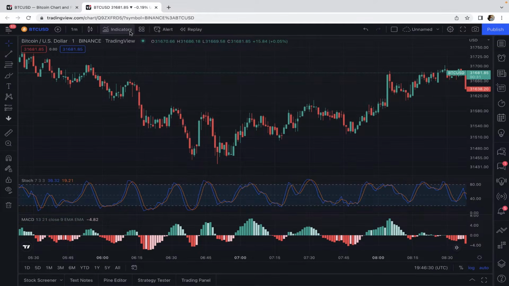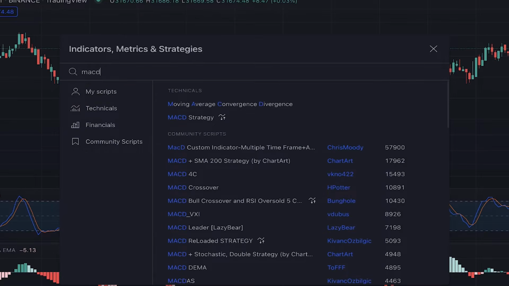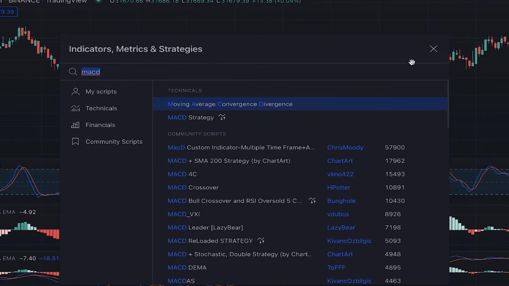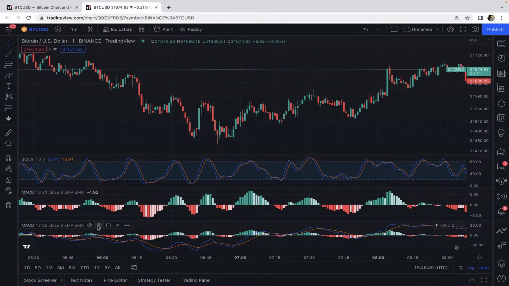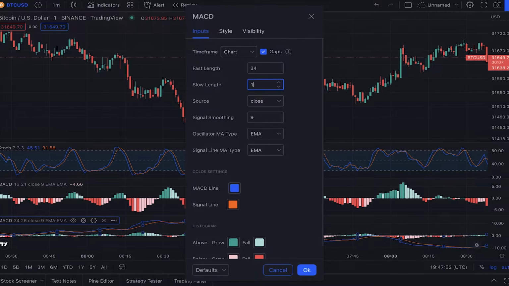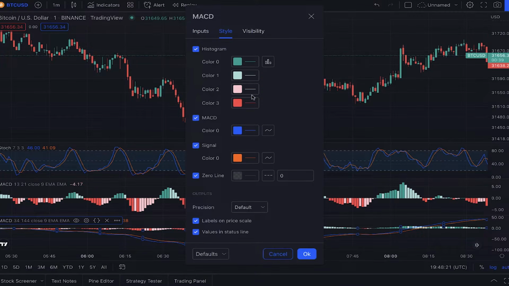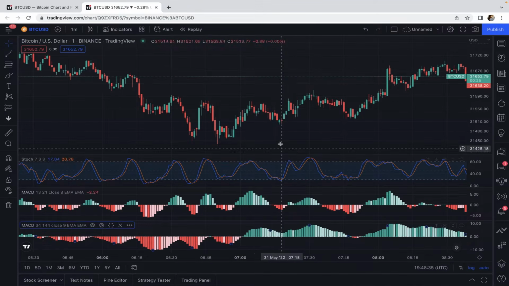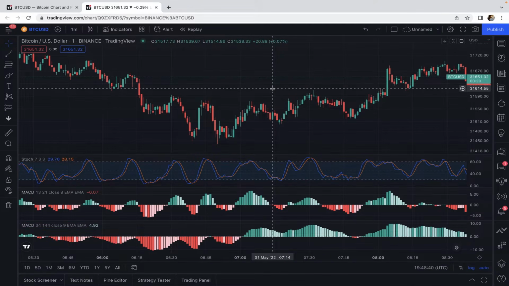We must add another MACD to our chart. And in its settings, in this tab, for the fast length, we set it at 34, and for the slow length, we set it at 144. Everything else in this tab is fine, and we go to Style tab, and similarly, we unselect MACD and Signal. Because as I said, in this scalping strategy, we only need to work with the histograms.